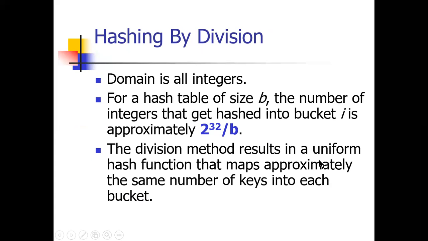Here the domain is all integers. For example, for a hash table of size B, the number of integers that can get hashed into a bucket is basically 2 to the power 32 divided by B. So the division method results in a uniform hash function that maps approximately the same number of keys into each bucket.